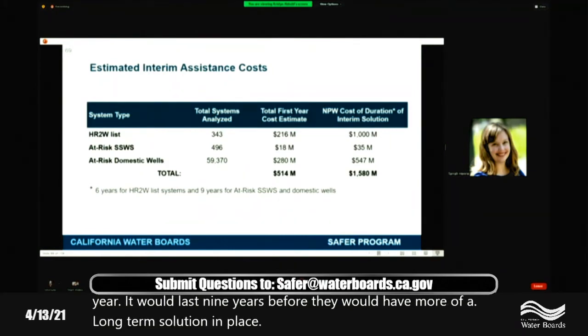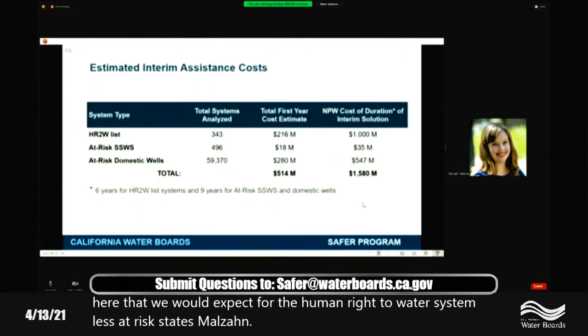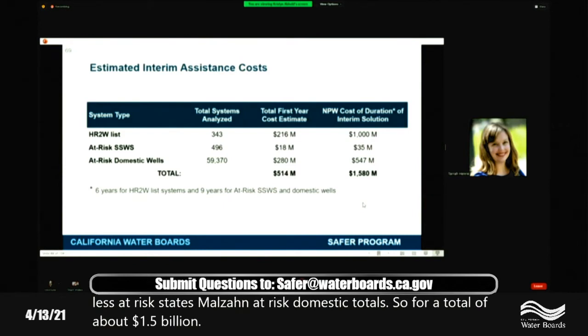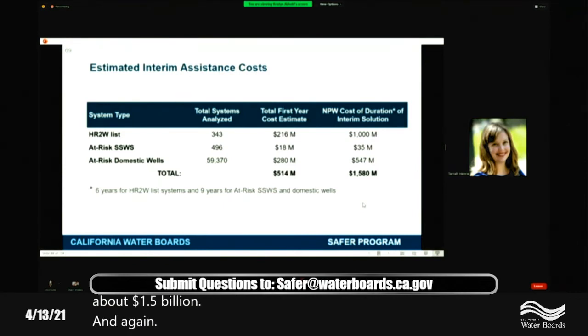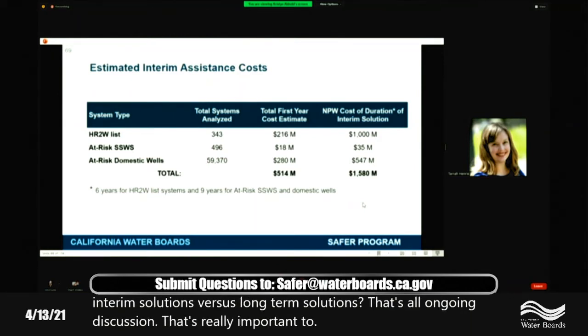So this is the interim costs that we would expect for the human right to water system list, at-risk state smalls, and at-risk domestic totals. So for a total of about $1.5 billion. And again, how much of the state funding should go towards interim solutions versus long-term solutions, that's all ongoing discussion. That's really important to consider in how the money should be spent.